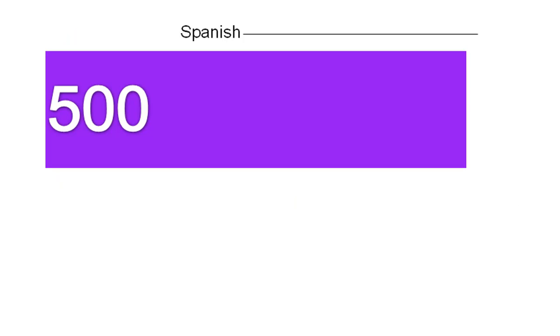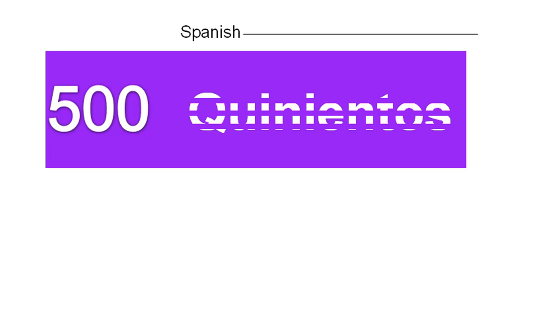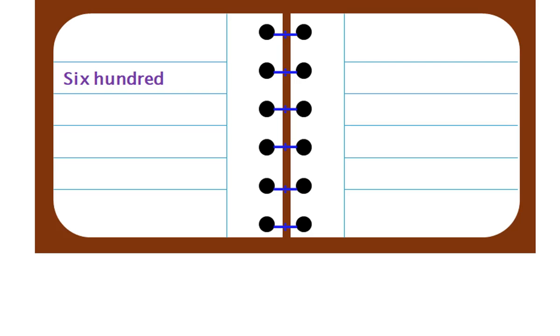500. Okay, 5 times 100. But this is a rule breaker. So it won't be cincocientos. It is quinientos. 500 is quinientos. So yes, a little bit difficult to pronounce, but you'll be just fine with it. 500, quinientos. That's a rule breaker.